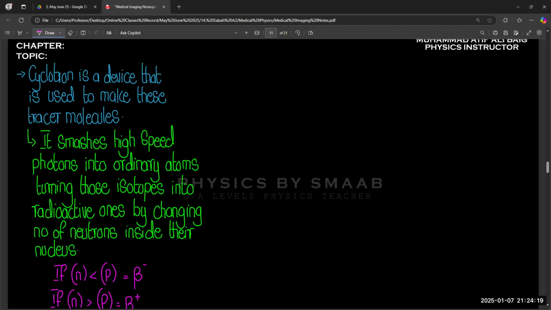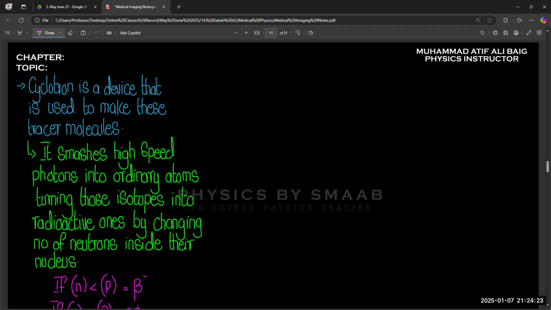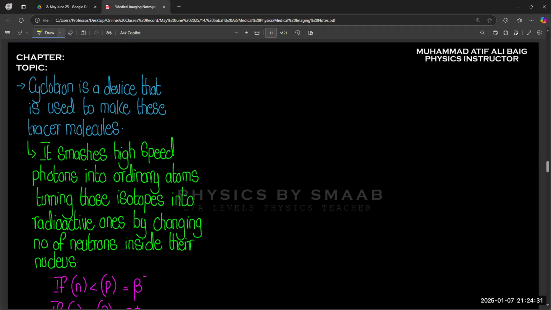Okay. Yes. And again, we are using radioactive materials. So definitely for radioactive material, we need to use a short half-life. This is another important thing. Yes, short half-life.